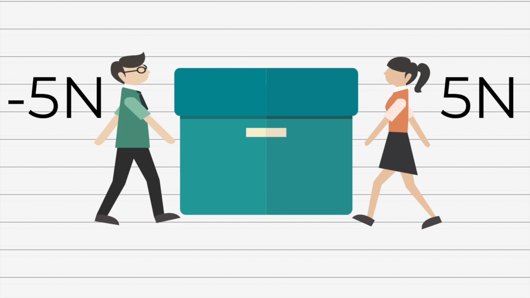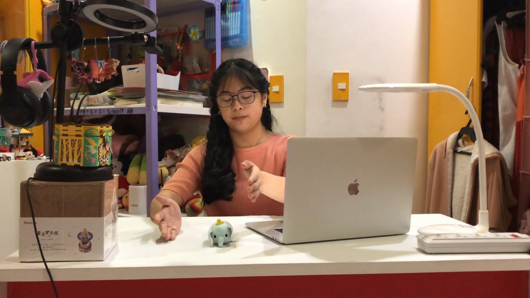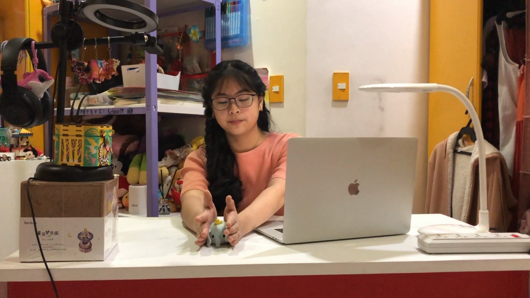So for example, we have a box. Let's represent it with this stuffed toy again. And if a person is pushing one side for 5 newtons, newtons is the measurement for force. So if one person is pushing from the left in 5 newtons and another person is pushing towards the right for 5 newtons also, it cancels out because pushing left is negative, and pushing right means positive, and they both have the same value, so it equals 0, and the box doesn't move.